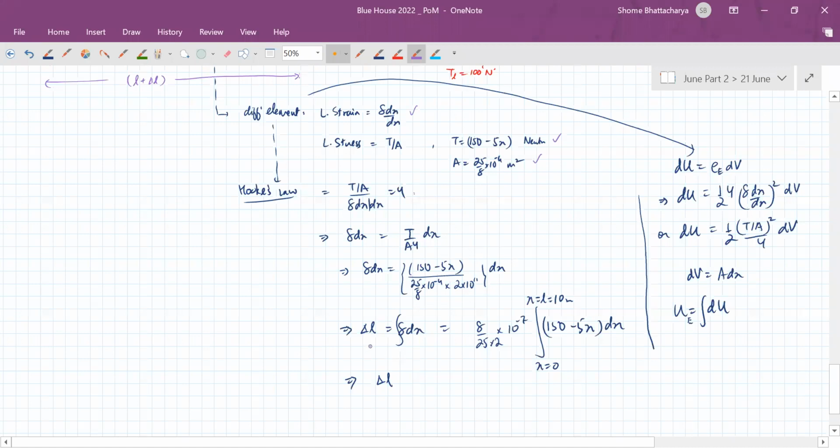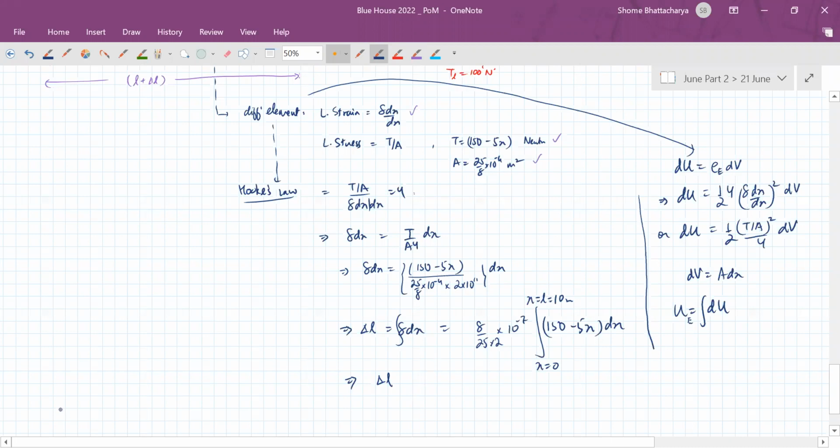So the total elongation of the rod will become the integration of the elongations for all the small elements. Understood? Like we did for that vertically suspended rod last time, same kind of thing. Here we're doing the calculation. Okay. So now let's do this calculation.